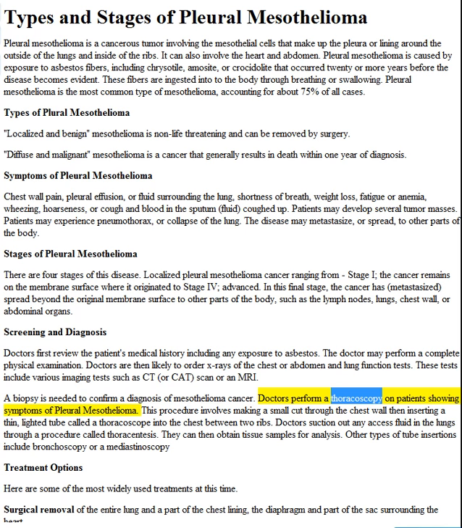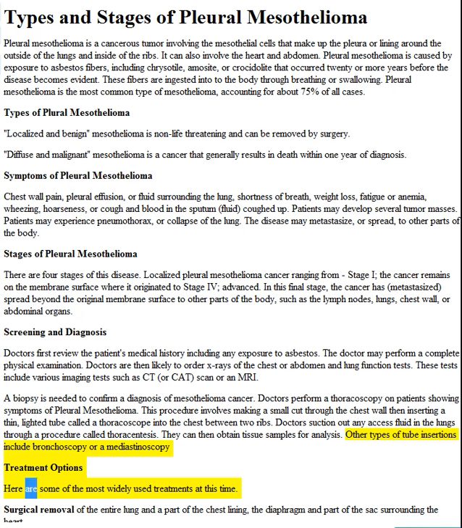Doctors perform a thoracoscopy on patients showing symptoms of pleural mesothelioma. This procedure involves making a small cut through the chest wall, then inserting a thin, lighted tube called a thoracoscope into the chest between 2 ribs. Doctors suction out any excess fluid in the lungs through a procedure called thoracentesis. They can then obtain tissue samples for analysis. Other types of tube insertions include bronchoscopy or mediastinoscopy.